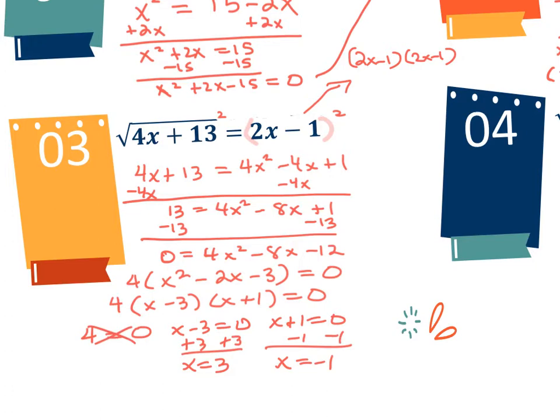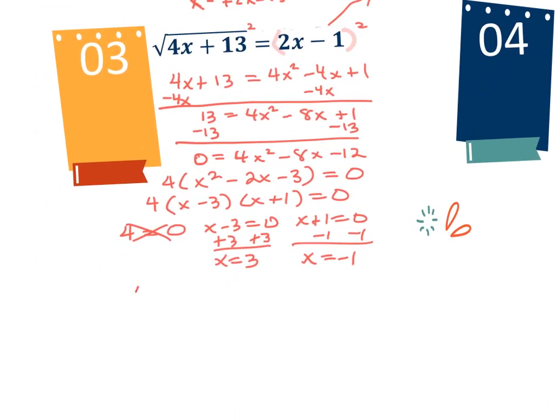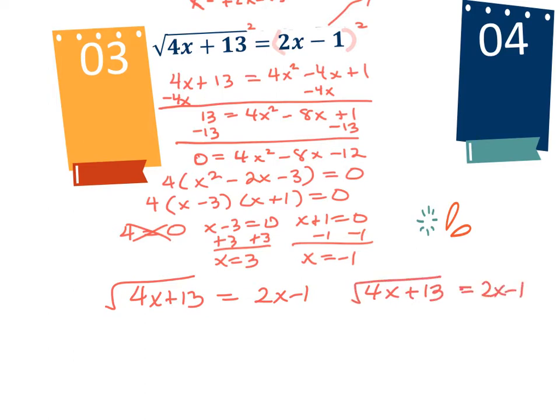Again, we must check. So now I'm going to take my original equation, the square root of 4x plus 13 equals 2x minus 1. Let me go ahead and set it up 2 times because I have 2 solutions to check. I'm going to first plug in the 3.